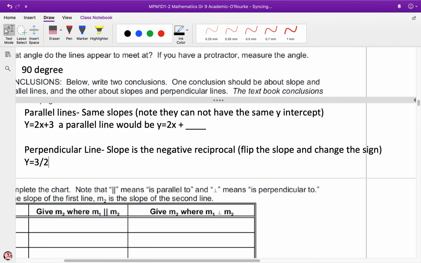So let's say I have 3 over 2 x plus 4. A perpendicular line would equal, I'm going to flip the slope. I'm going to change the sign. So it's positive there, so I'm going to make it negative. It's 3 over 2, so I'm going to make it 2 over 3 x, and then I'm going to make it plus or minus any number you want. It'll be anything in the world.